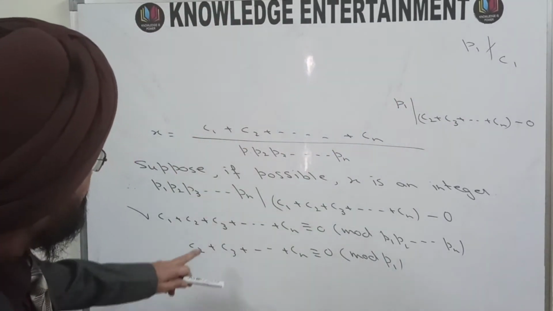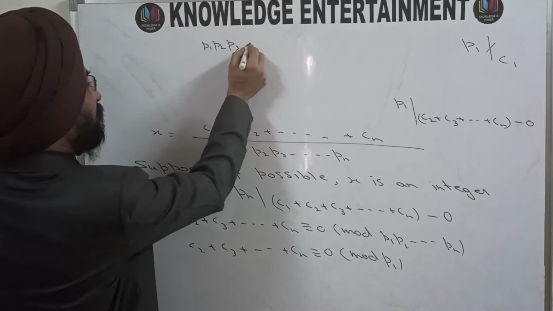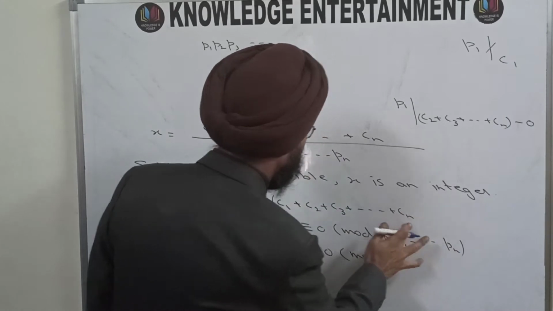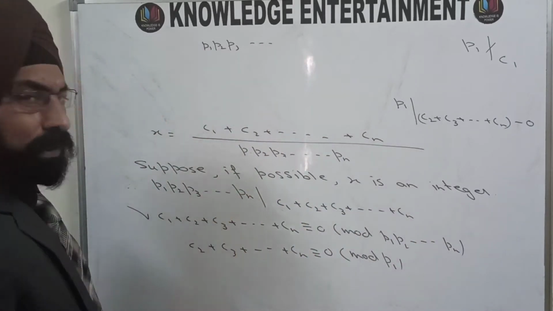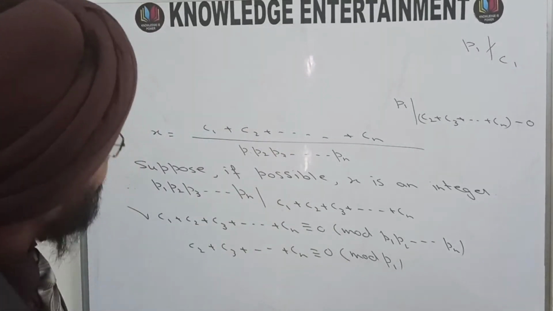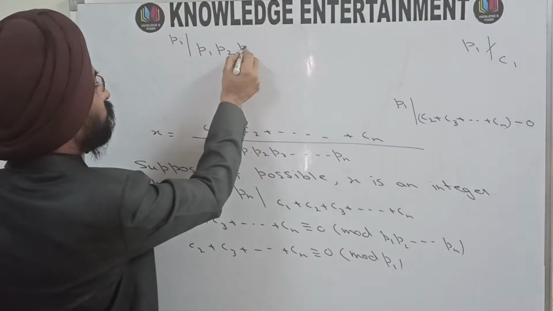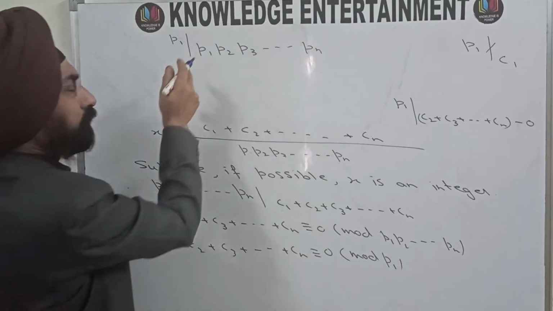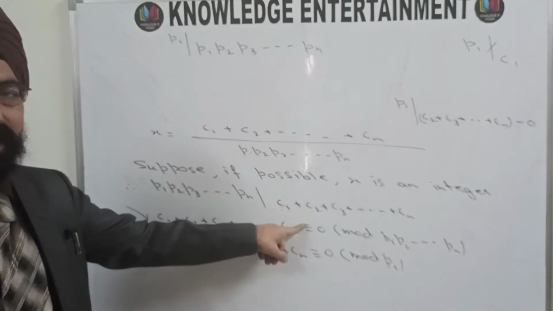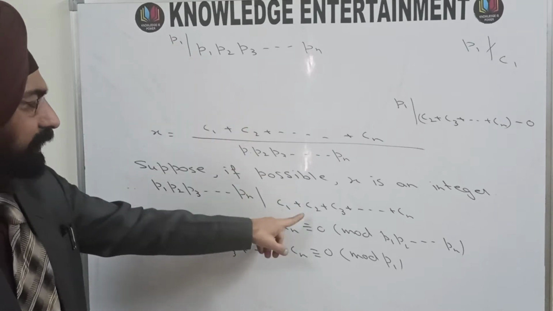Here it means that P1, P2, P3 and so on, it is written here in fact, no need to write it again, you are just looking at the board. This P1, P2, P3 and Pn divides C1 plus C2 plus C3 and Cn. Also your P1 divides P1, P2, P3 and so on, as P1 is one of the factors. A divides B and B divides C means A divides C. So P1 directly divides this quantity.